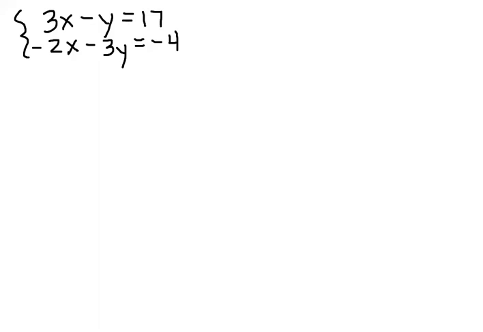For this problem, I'm going to go with eliminating the y's first. I have a -1 and a -3. So what I would like to do is to take that -1 on the y and make it a +3 so that they're opposite, +3, -3. So I'm going to do a -3 times that entire top equation.